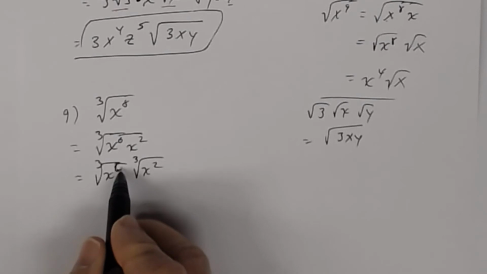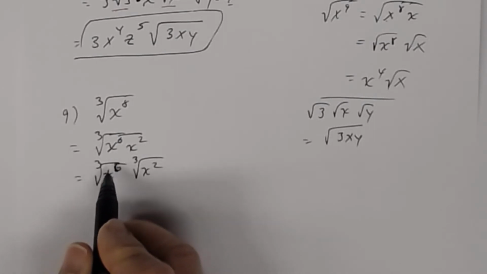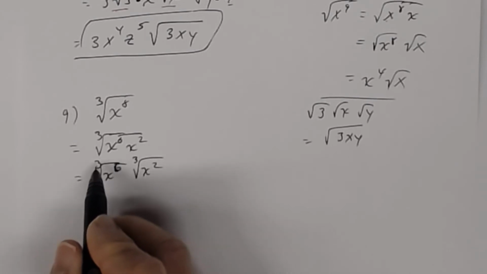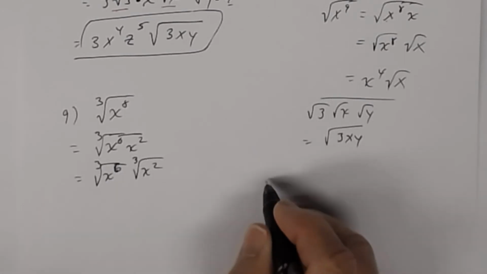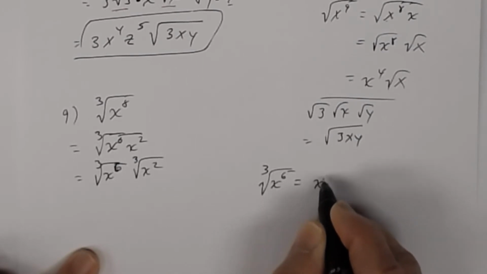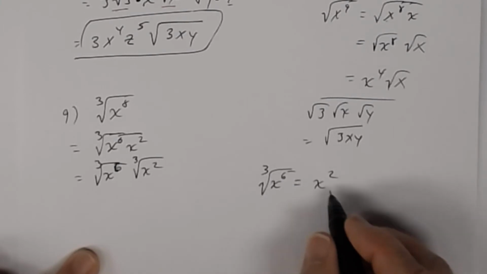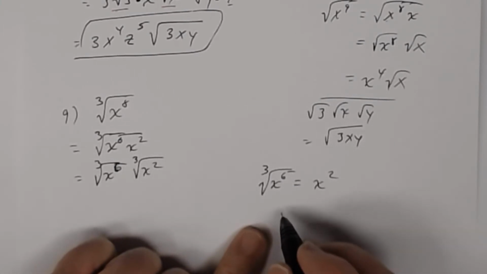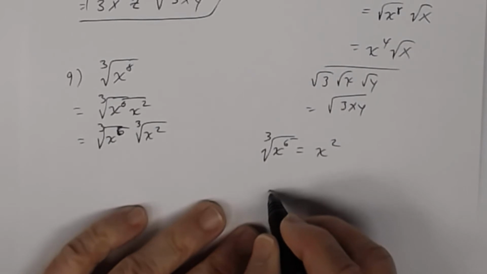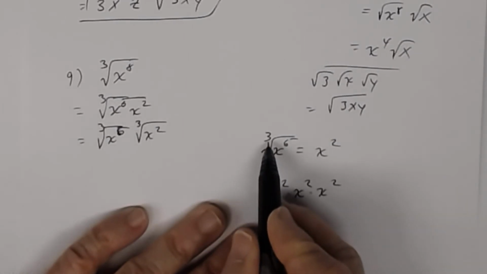Now, I can simplify the cube root of x to the 6 because 6 is greater than or equal to 3, and it's a nice one because 6 is divisible by 3. So the cube root of x to the 6 is x squared, right? 6 divided by 3 is 2. So it's x squared, because x squared times itself 3 times, the index 3.